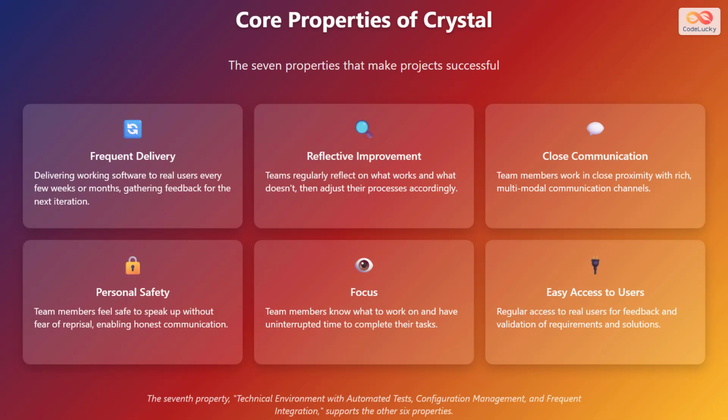Let's explore the core properties of Crystal methods. These 7 properties are crucial for project success. The first property is frequent delivery, where working software is delivered to real users every few weeks or months to gather feedback for the next iteration.